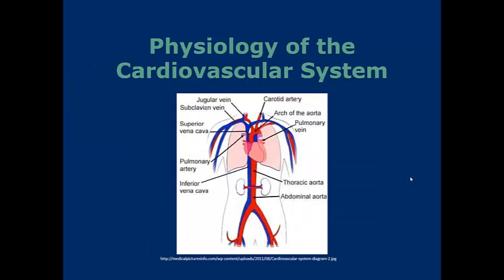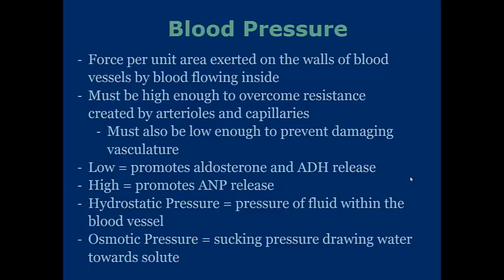We've talked about the anatomy. Now let's go to the second portion, the physiology. Blood pressure is the force per unit area exerted on the walls of blood vessels by the blood inside. It has to be high enough to overcome the resistance by arterioles and capillaries. Think about pushing it through a very, very thin tube.